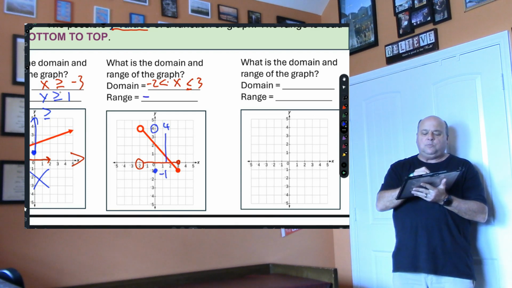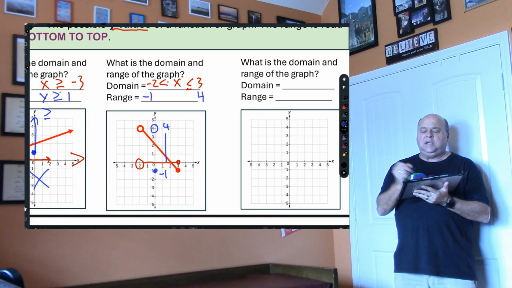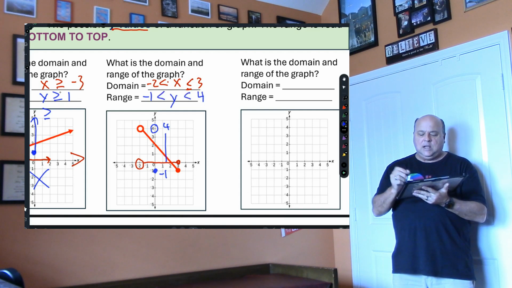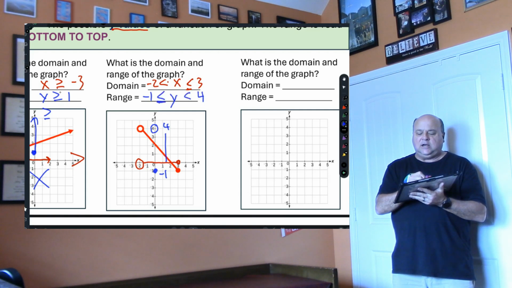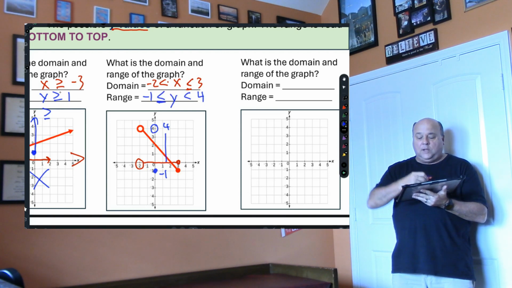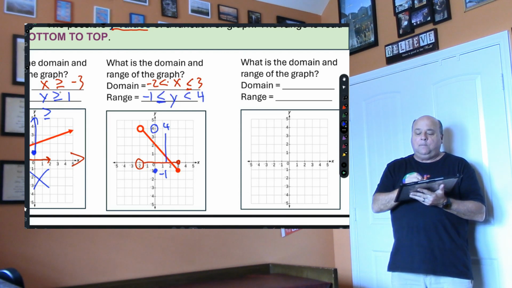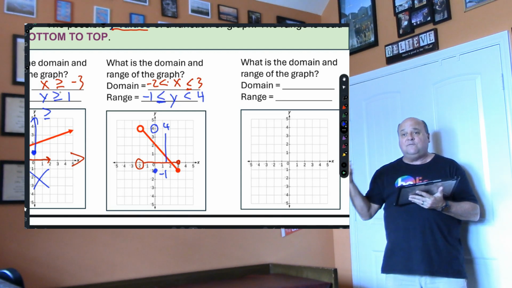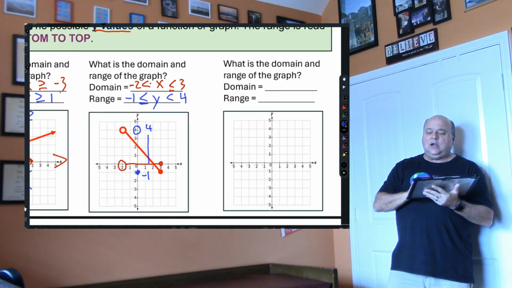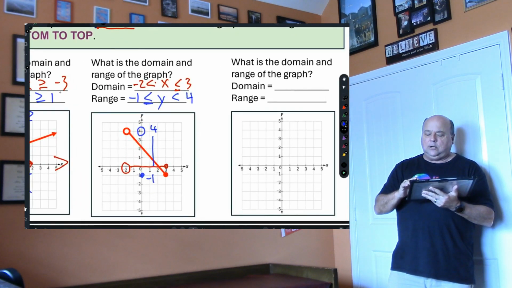Do the same thing. Put the smallest number first, biggest number second, put a y, put 2 less thans. The closed dot is the -1. So my y's have to be greater than or equal to -1. They're going to be above the -1, but my y's have to be smaller than 4, or less than 4. Got to get this down. It will take time. You will get it, okay?